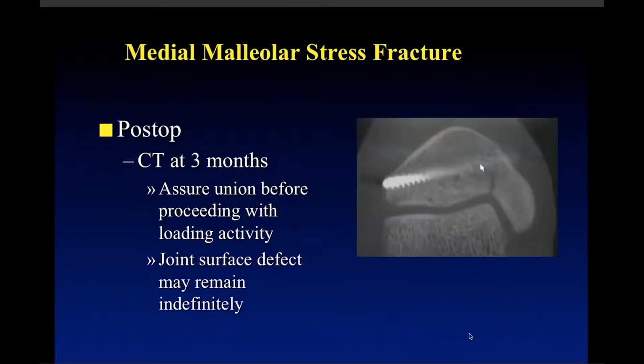And I think the most important thing is to go slow with your post-op. Get a CT scan at 3 months before you let them do too much. You've got to ensure union before proceeding with loading activity. You'll see there, I would not be happy at 3 months if I saw that particular CT scan. I think that person needs more time or additional augmentation or something. Now, even after they're fully healed, they still will have a small joint surface defect that should not be of major concern, but you just don't want to see that extension persisting.